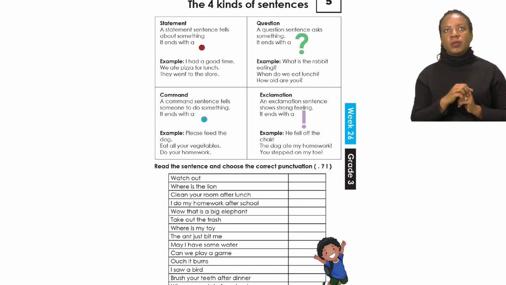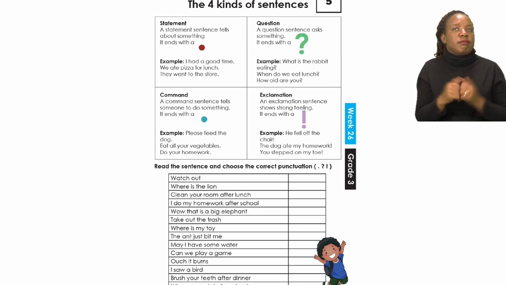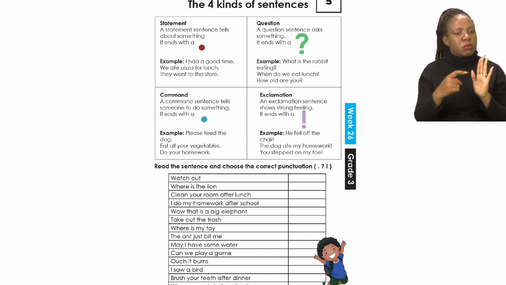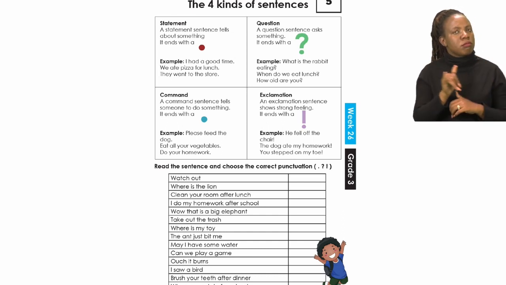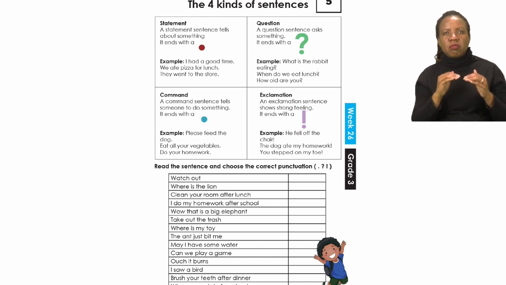The next one says, where is the lion? Which punctuation are we going to use? Well, this one looks like it's got a question word in the beginning. Where? So that means that we have to end this one with a question mark. Well done if you got this one correct. Let's now move on to the 4th one. We're going to skip the 3rd one and move to the 4th one.